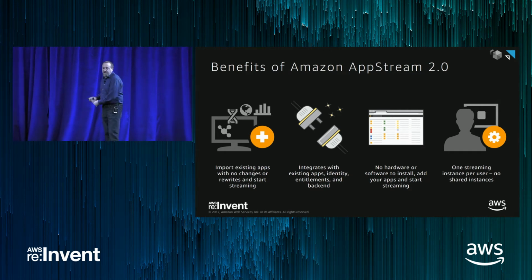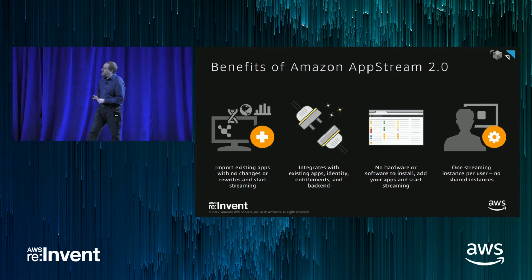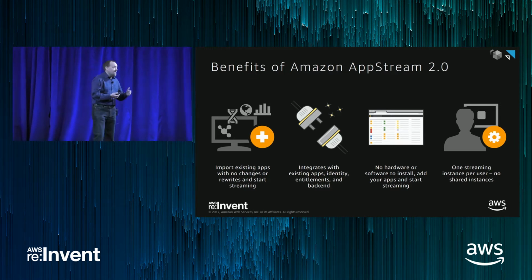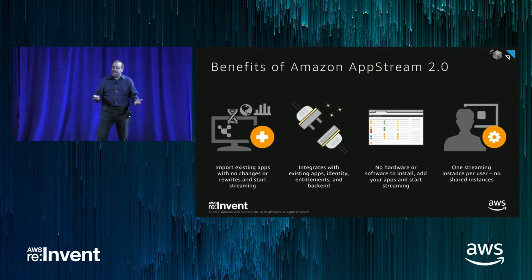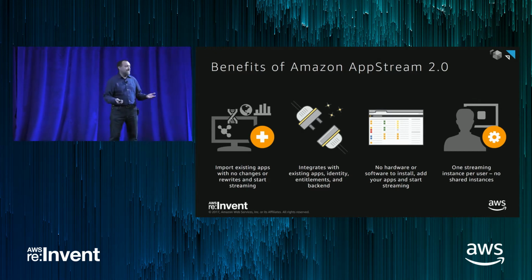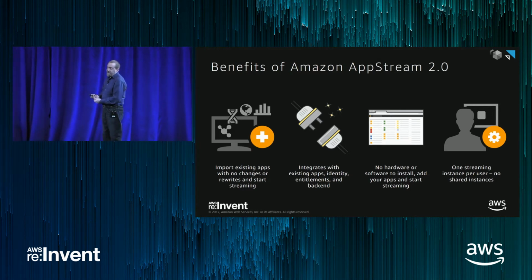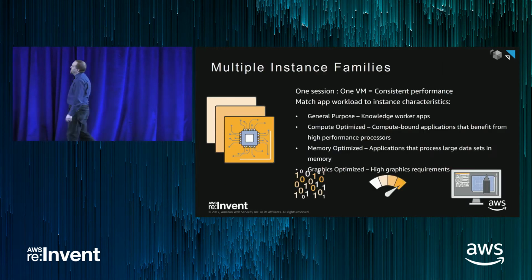AppStream 2.0 has a network interface in your VPC that allows you to interact with your existing applications, your identity, your entitlement systems, any kind of back-end licensing systems, anything you could otherwise access from within your VPC. And it is one streaming instance per user, so there are no shared instances.